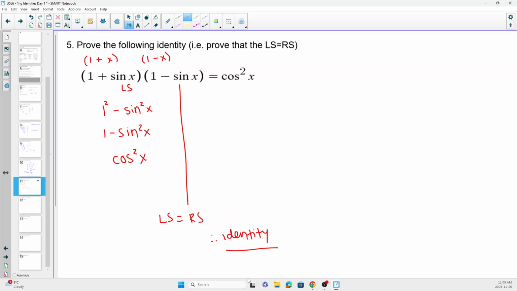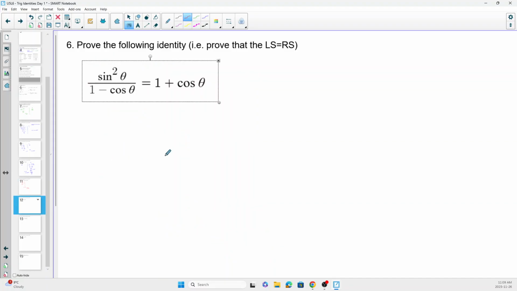It is an identity. Okay, so we have, I guess, 3 more. All right, so prove the following identities. Sine squared theta over 1 minus cos theta is equal to 1 plus cos theta. All right, so there's a few things we can do here.